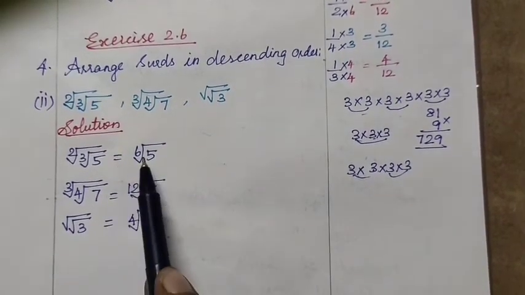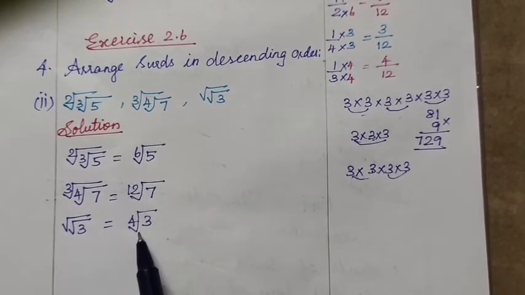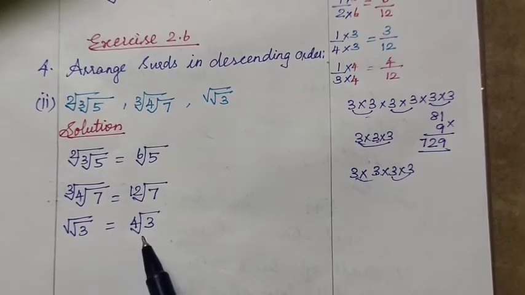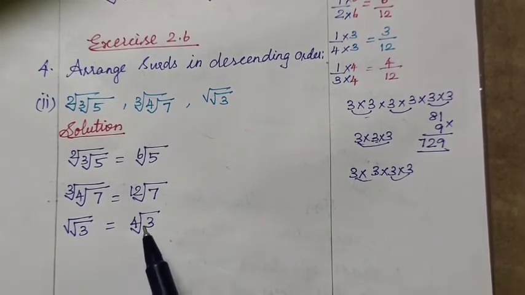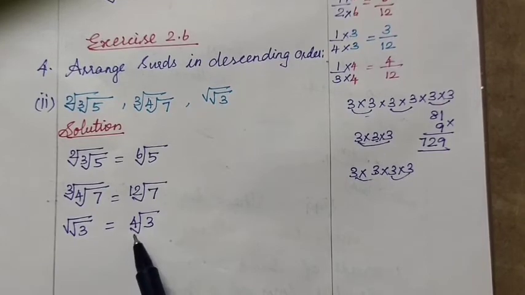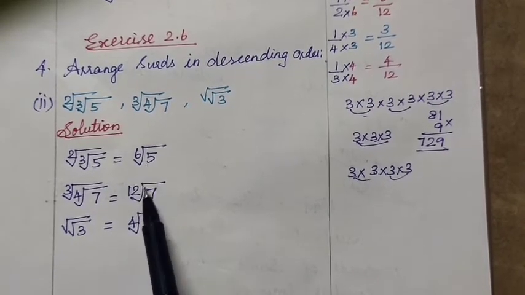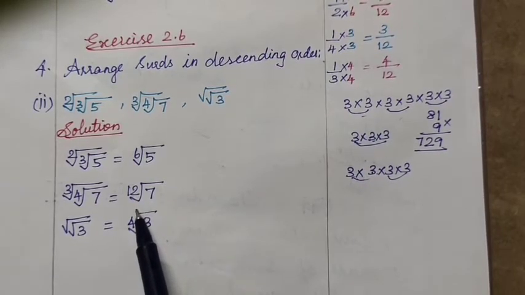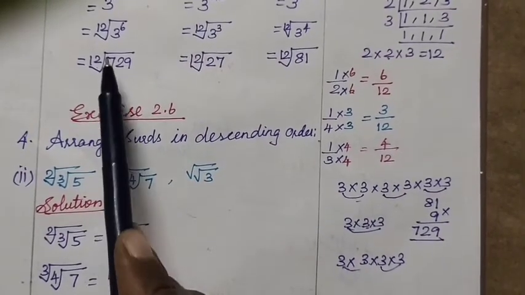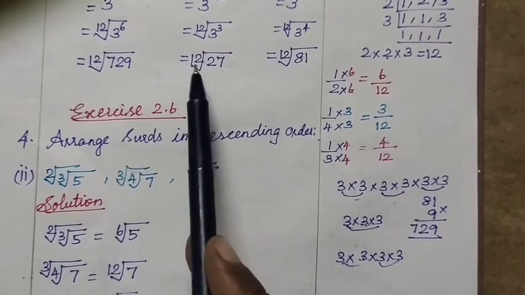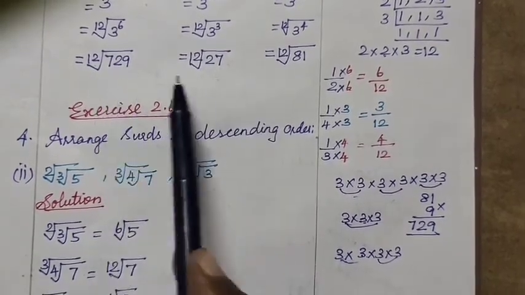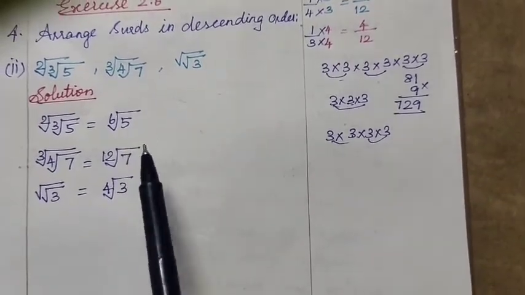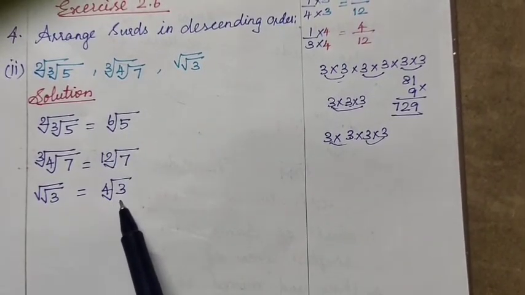See the order of the surds. Here 6, here 12, here 4. So these are surds of different order. When we compare the numbers, we need to change the surds into the same order. Like the last sum, we have to convert this into the same order of surds. Then only we can compare the numbers. So first we have to find the LCM of 6, 12 and 4.